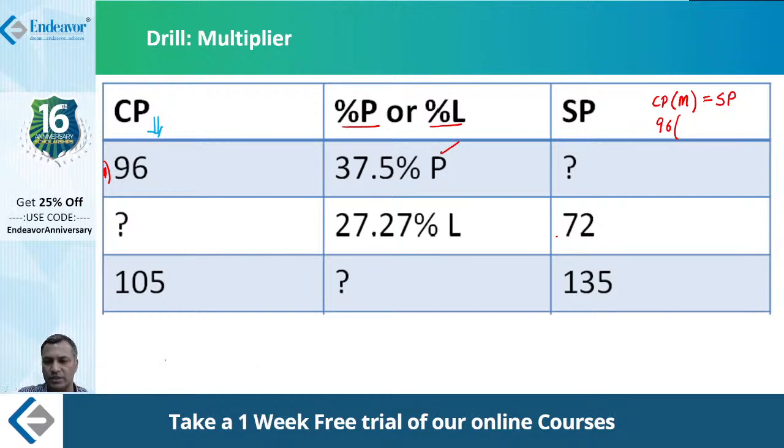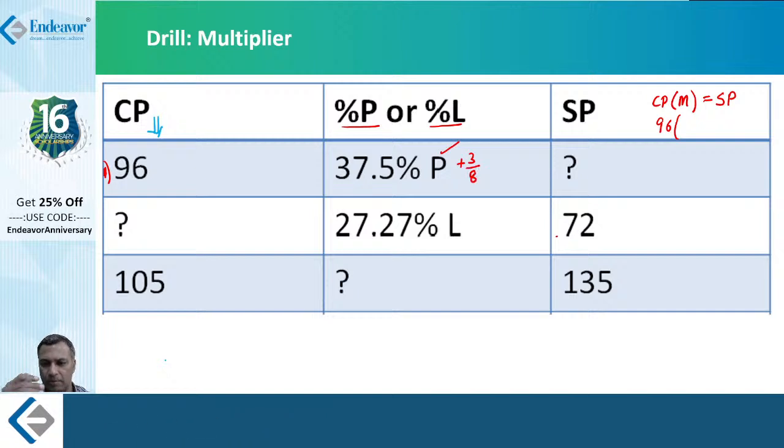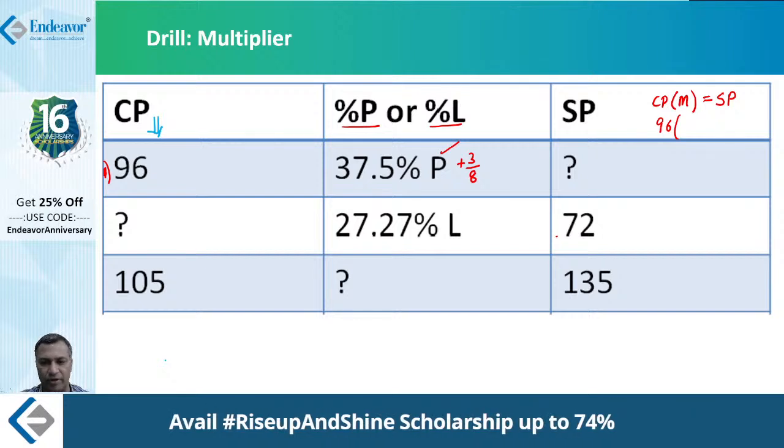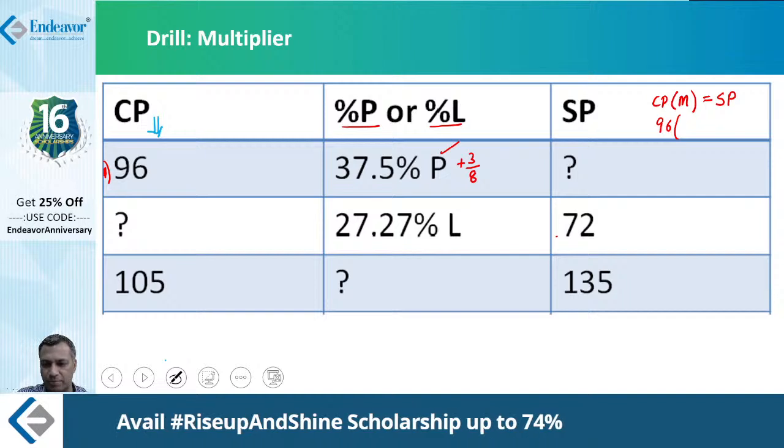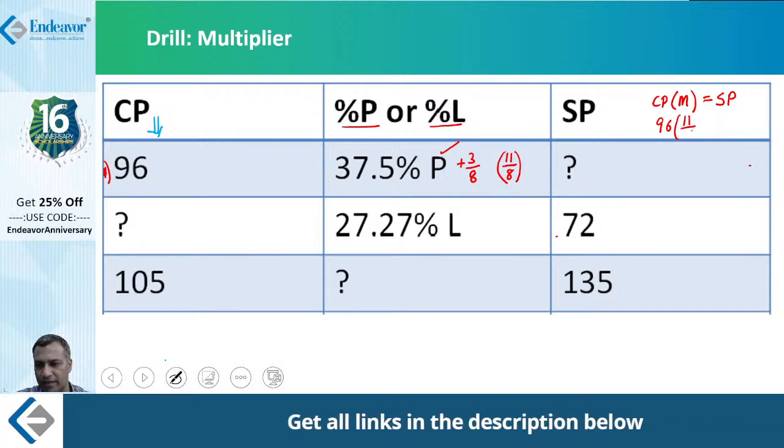What does it mean to us? 37.5% is plus 3 by 8. Why plus? Plus stands for a profit. Therefore, this is the fraction related with 37.5%. What is the multiplier related with 37.5%? It is nothing but 8 plus 3, 11 divided by 8. Right? This is the multiplier. Plug it in, 11 divided by 8.